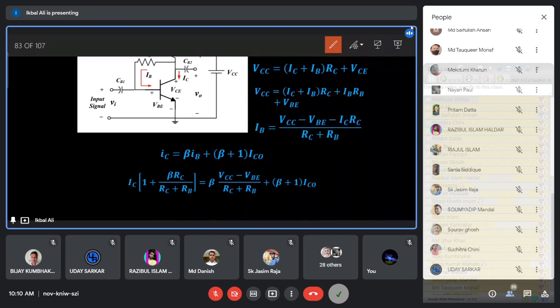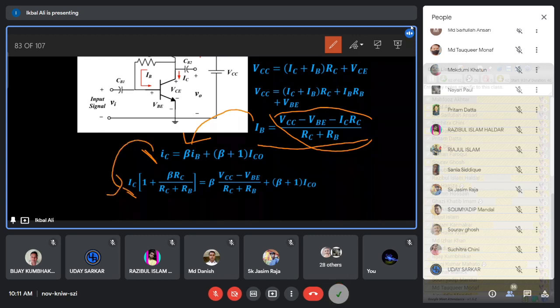Now we substitute this IB from this equation into this equation. We have calculated IB following the process we have discussed. So we substitute IB here, then rearrange this equation to extract the actual collector current. If you rearrange this equation, then you will get this one. So you can write the IC equation like this.